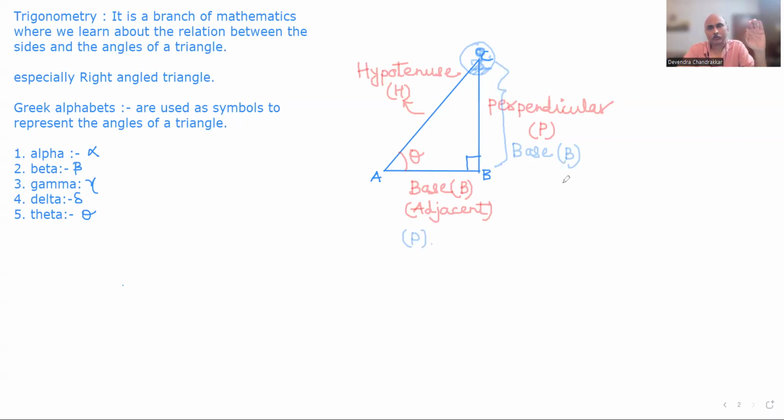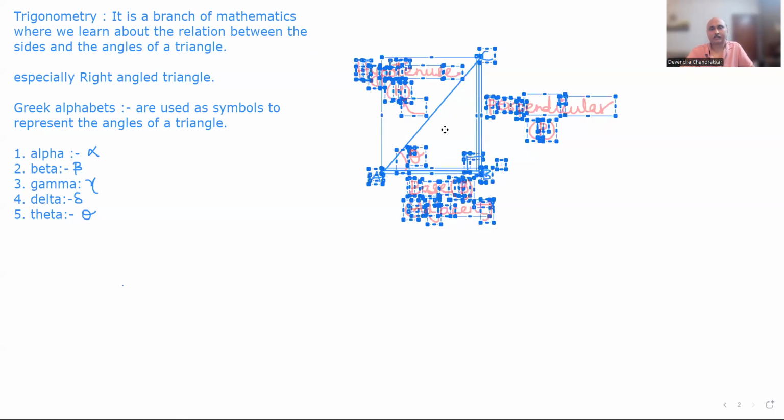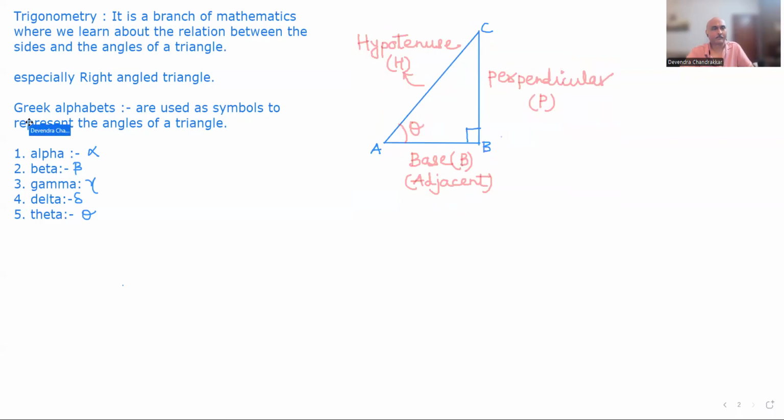Anybody having any doubt or any query regarding identifying perpendicular, hypotenuse and base? Any one of you kids? If you have any queries, please ask. No? Chalo. You are free to ask, okay? Just ask me. Sir, ये नहीं समझ में आया. I'll help you. ठीक है?